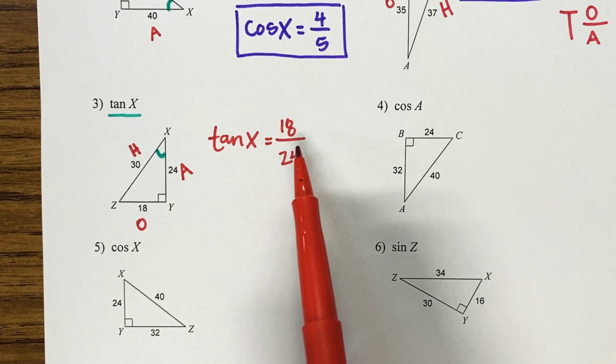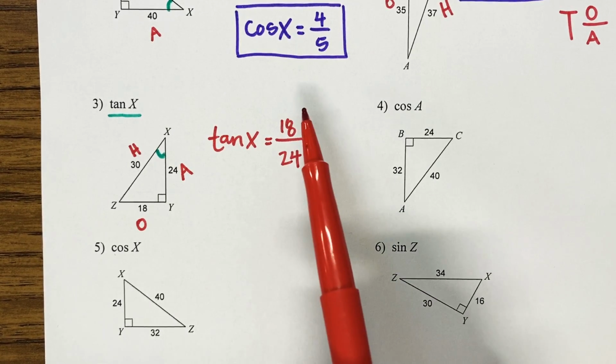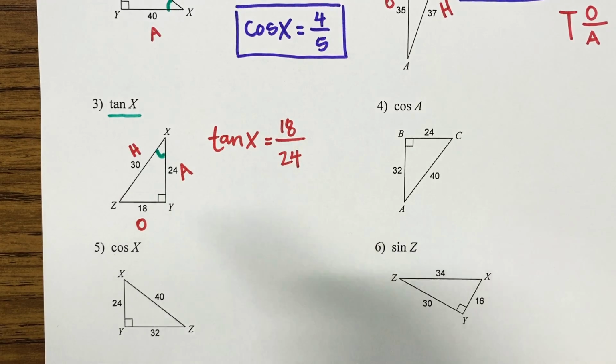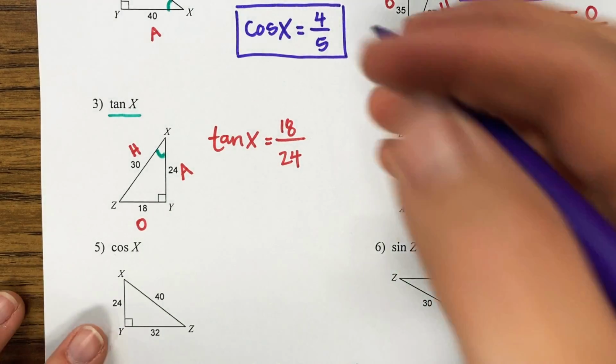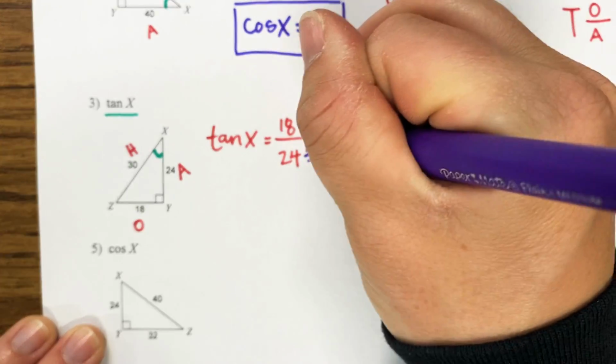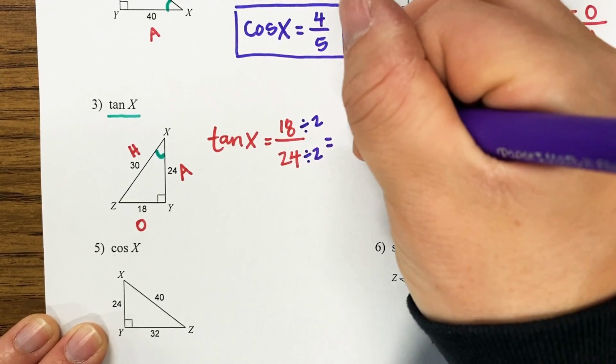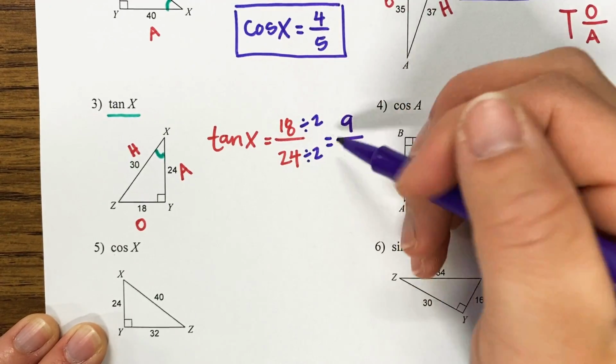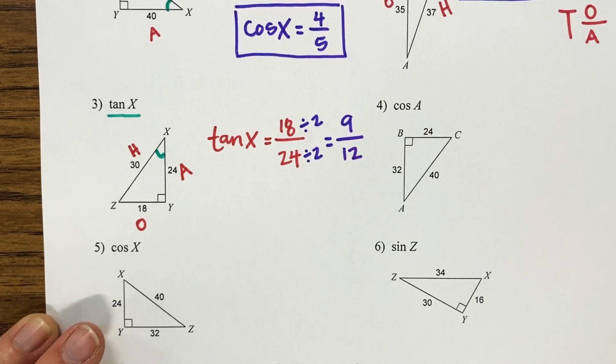Okay, last thing, can we reduce this fraction? Is there a number that we can divide 18 and 24 by? Yes, we can divide both of these by at least 2. Okay, so let's try that. 18 divided by 2 is going to give me 9. 24 divided by 2 is 12.